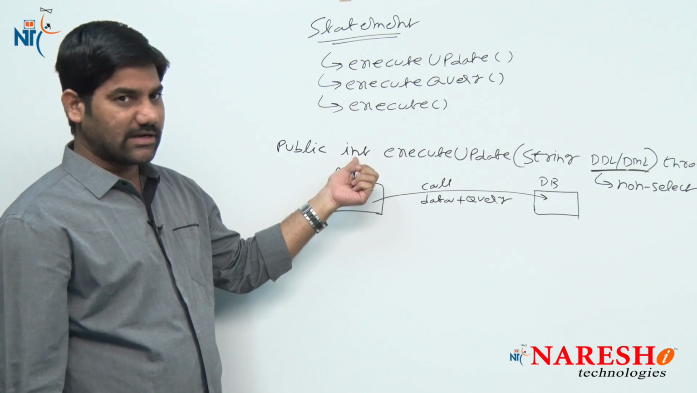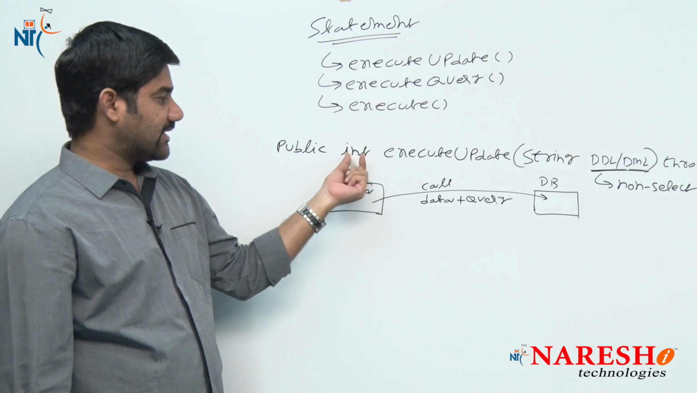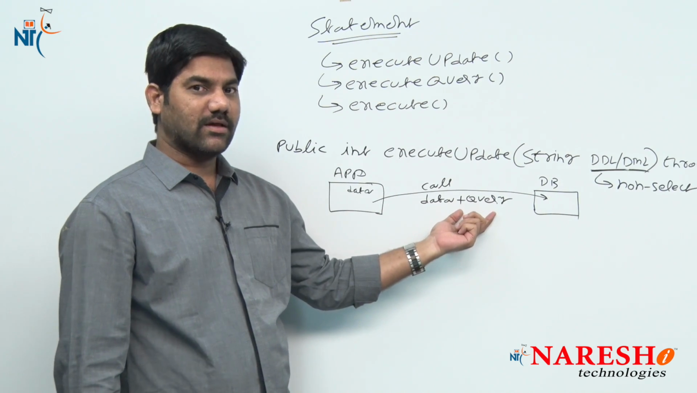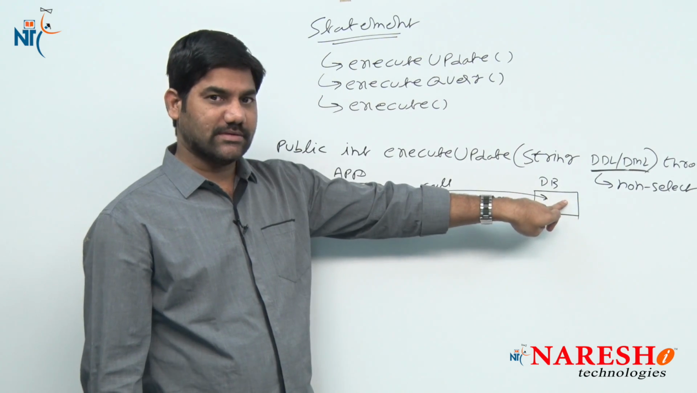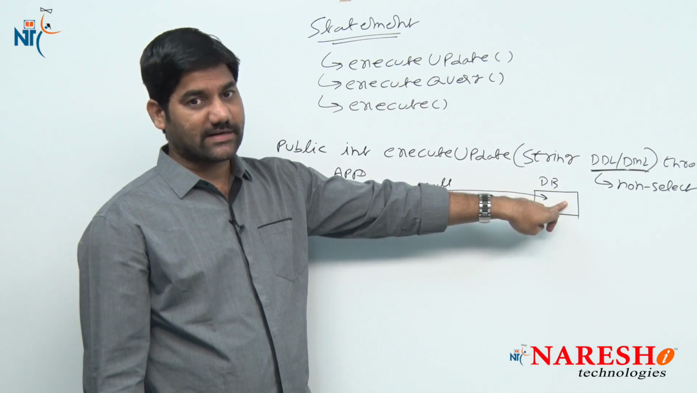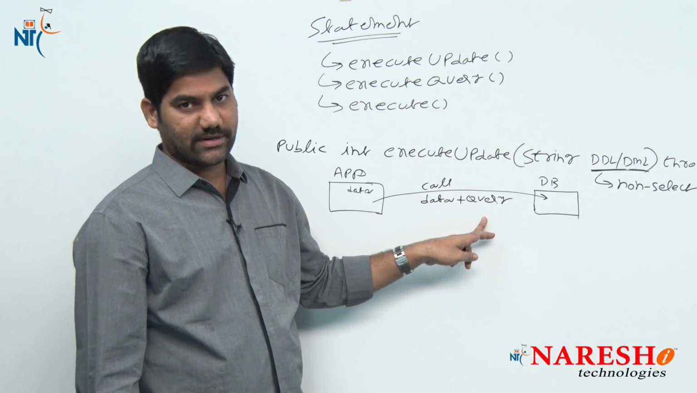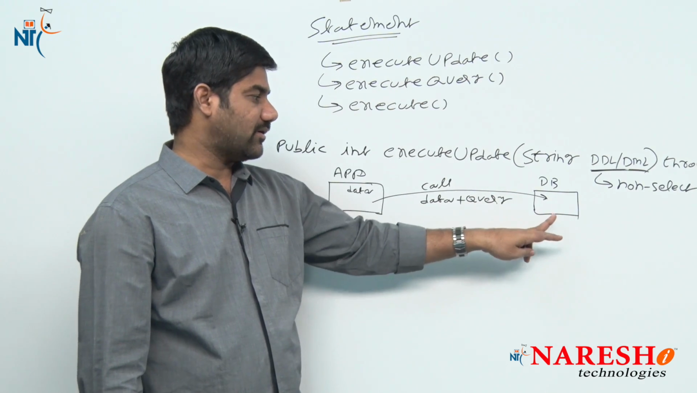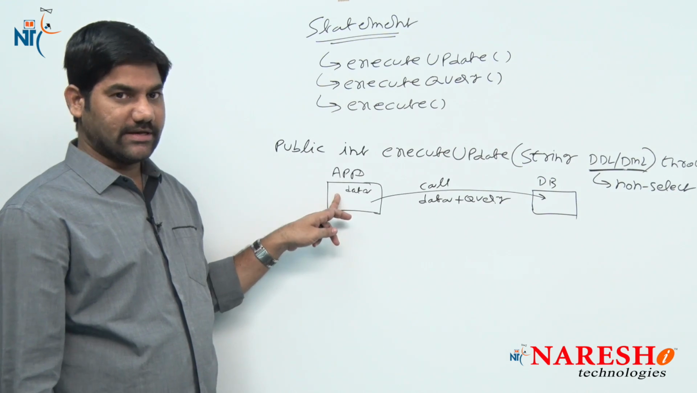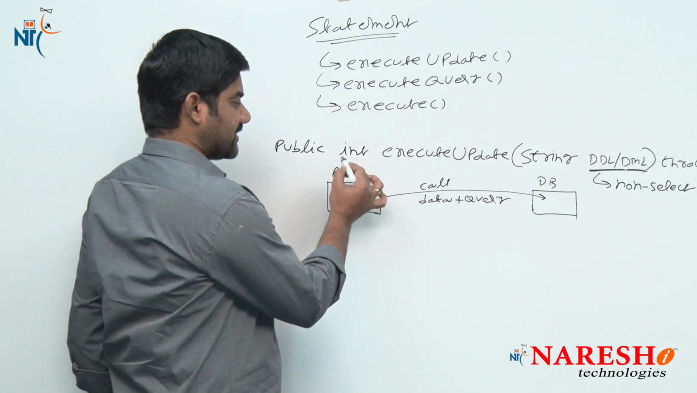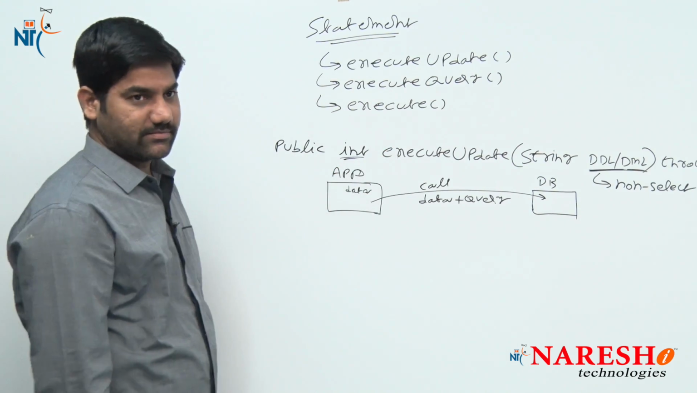Why is only an integer value sent, sir? This is the result of this query. When you execute this query, some records are affected in the database. How many records are affected by your supplied query? The count is always sent by the database to your Java application. That count comes in the form of an integer value.